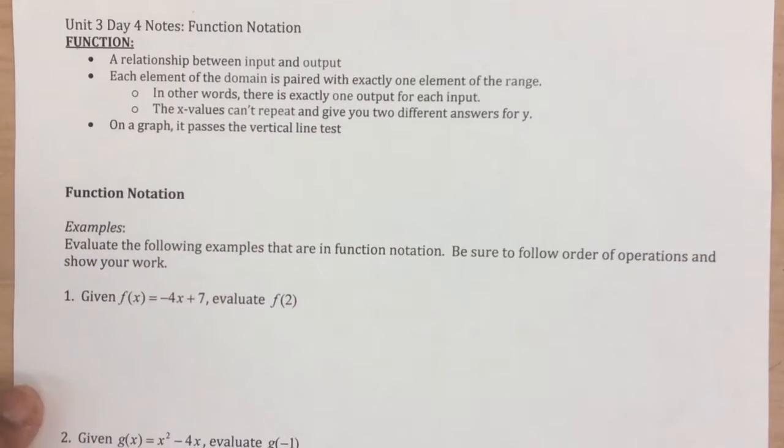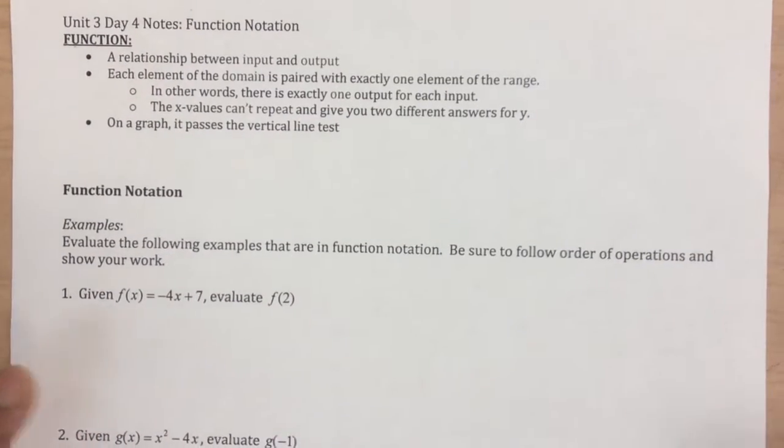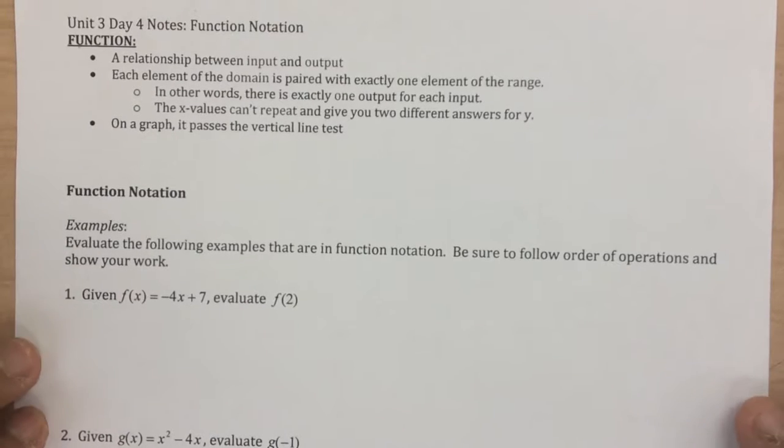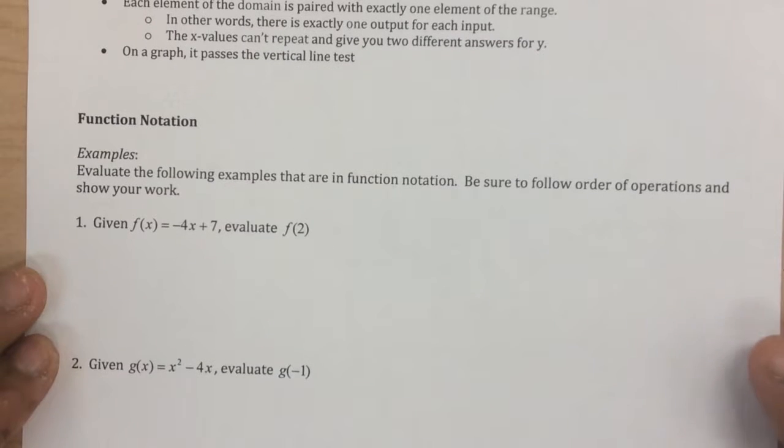Okay, so today we're going to go over Unit 3, Day 4, which is function notation. At the top, I gave you a small description of what a function is. You already know what this is. Basically, a function is an input and an output. All the x's have to be different, and if you're looking at a graph, for it to be a function, it has to pass the vertical line test, okay? So today we're going to talk about how to evaluate certain function notations for a specific input.